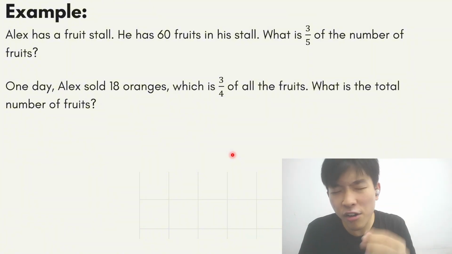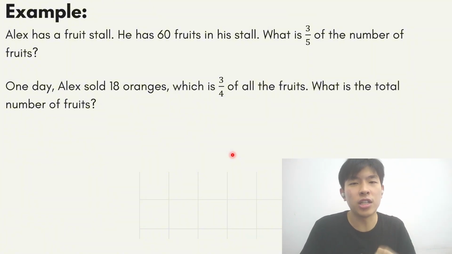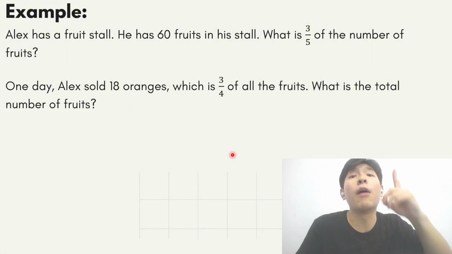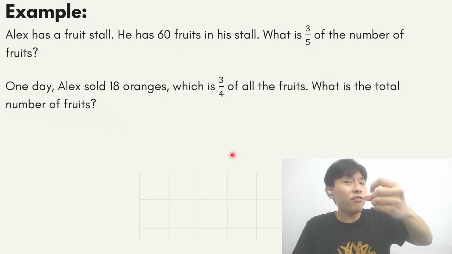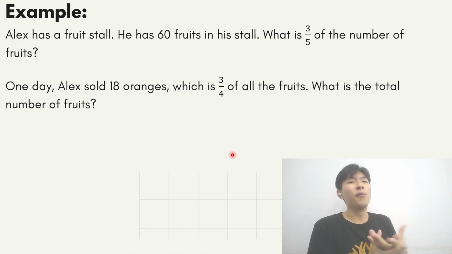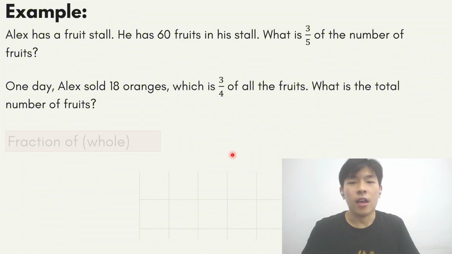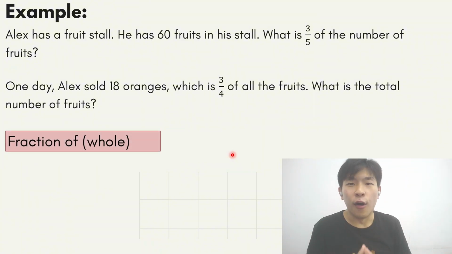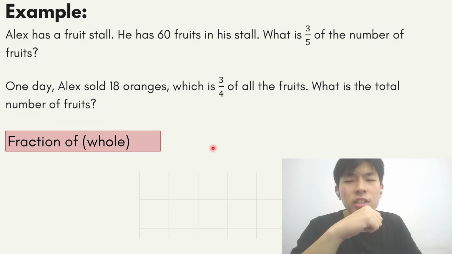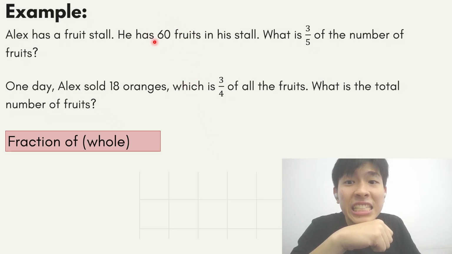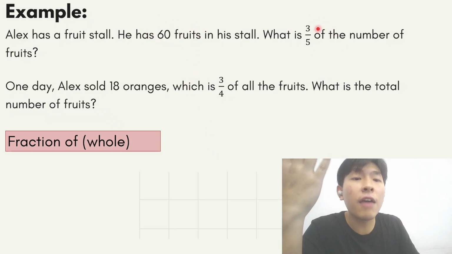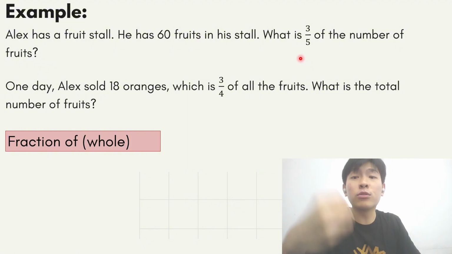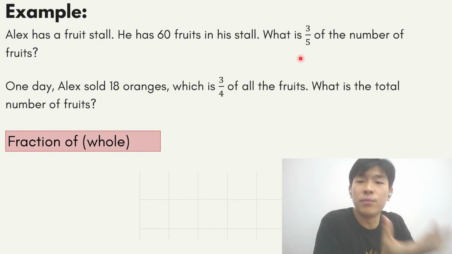So let's do a very quick summary of these 2 questions that we just did. First, we know how to find our whole. The thing right after the fraction will be my whole here. So fraction of whole. Next, if we look closely at these 2 questions, we have 60 fruits, which is my whole, and I have a fraction. Then I am able to get part of the whole.